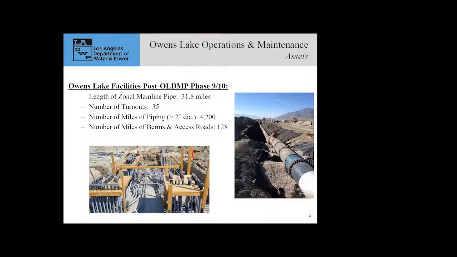And then we have 35 turnout facilities. The turnouts allow us to pull water from that zonal mainline into an individual dust control area. At the turnout facilities, we have filtration systems to get rid of the majority of the sediment and organics that are present in the raw aqueduct water that we're pulling from the river as well as from the aqueduct. And then there's cathodic protection because, as Jaime mentioned, we have very saline soil conditions at the lake. So we have to protect all our buried metal piping, fittings, all that good stuff.